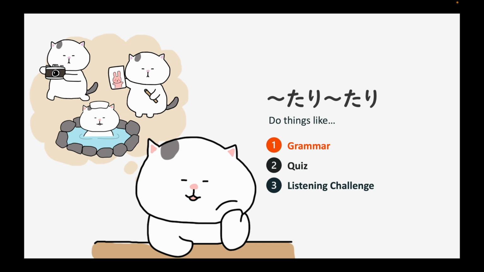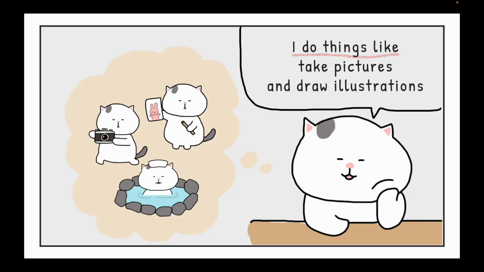In this video, we're going to learn how to use tari to list example actions without listing everything. For example, I do things like take pictures and draw illustrations.